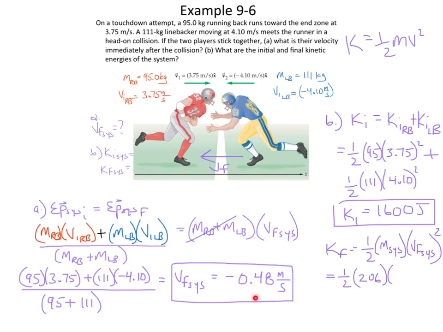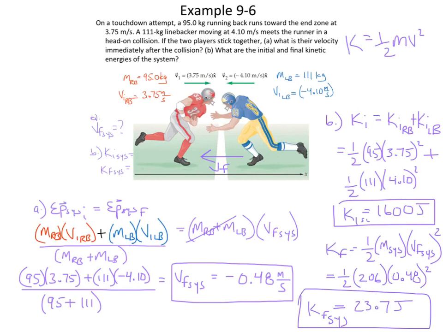Not moving very fast because they slammed into each other. They lost a lot of energy, and they're just kind of moving in the backwards direction. So that's 0.48 meters per second, and that value is, of course, squared. All right. So what do we get if we get 1/2 times 206 times 0.48 squared? I get 23.7. 23.7 joules of kinetic energy final of the system right there. Not a whole lot. The initial kinetic energy of the system was 1600.